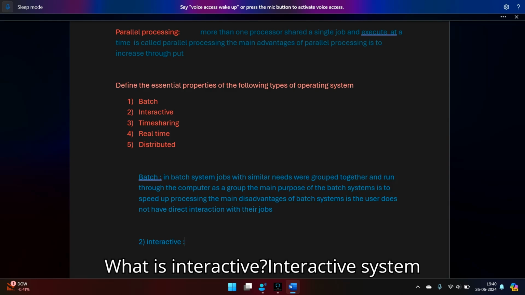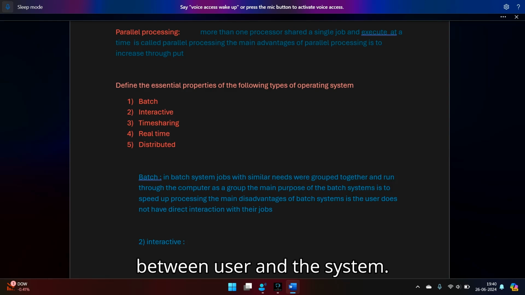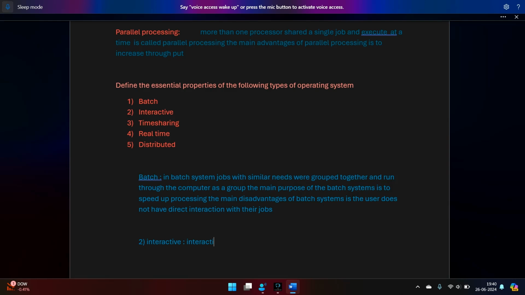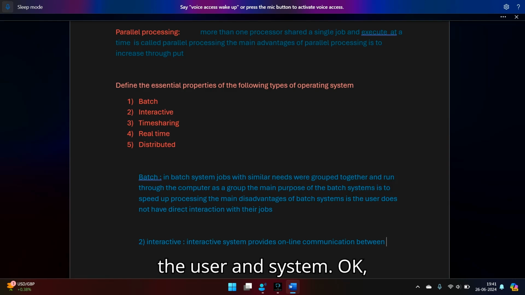What is interactive? An interactive system provides online communication between the user and the system.